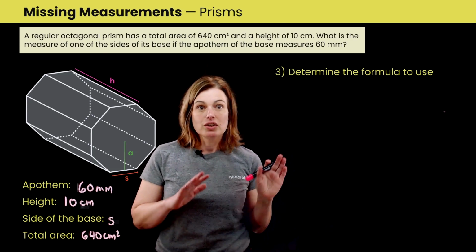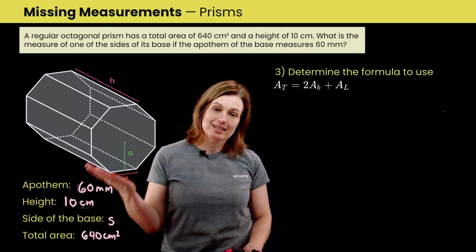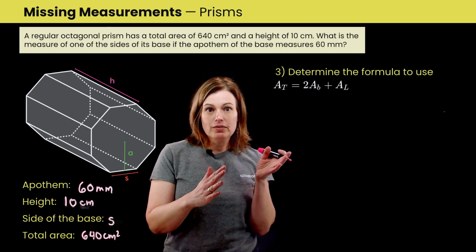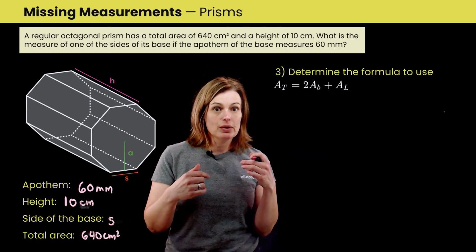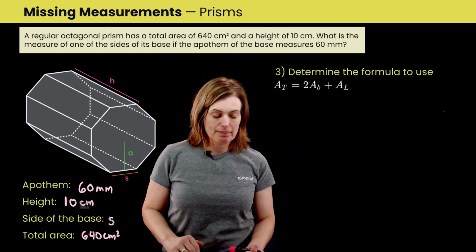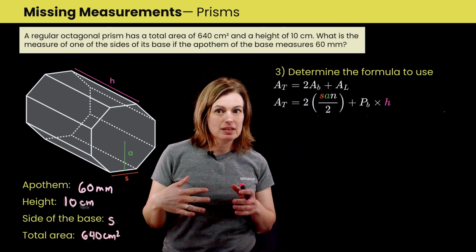Now I'm ready to determine what formulas I'm going to have to use. And of course, because this is a prism, I'm going to use the prism formula. So the total area for a prism is equal to 2 times the area of the bases, plus the lateral area. More precisely, my base in this case is a regular octagon.